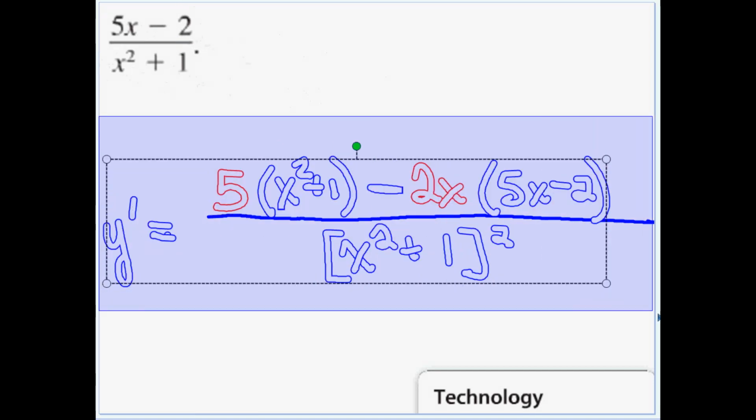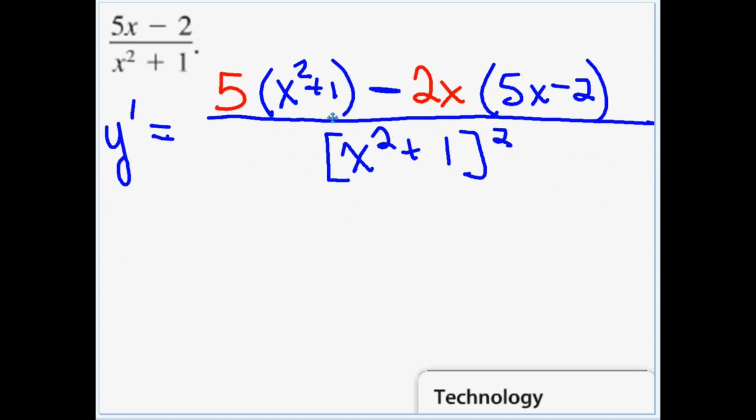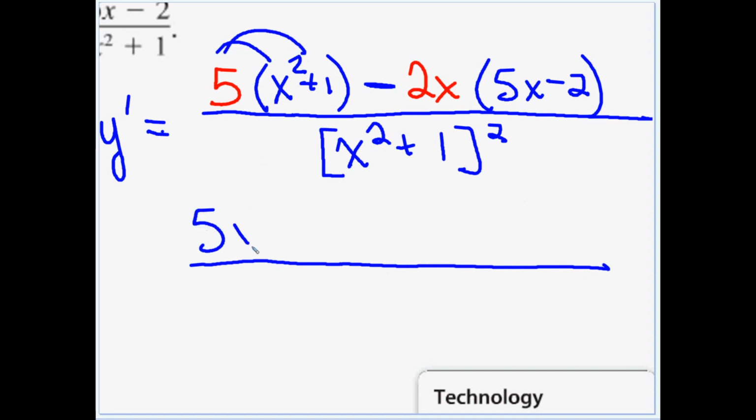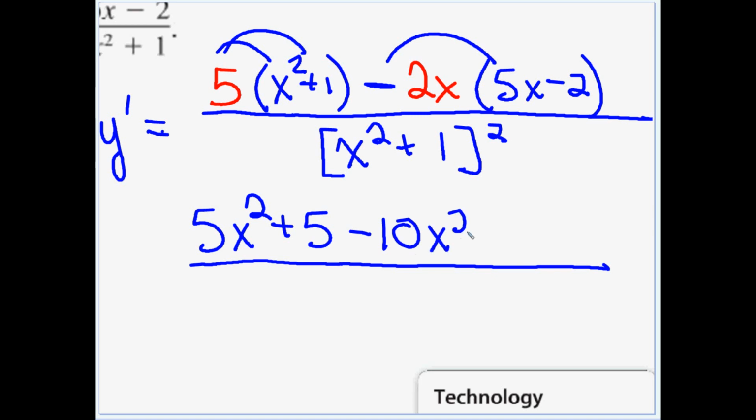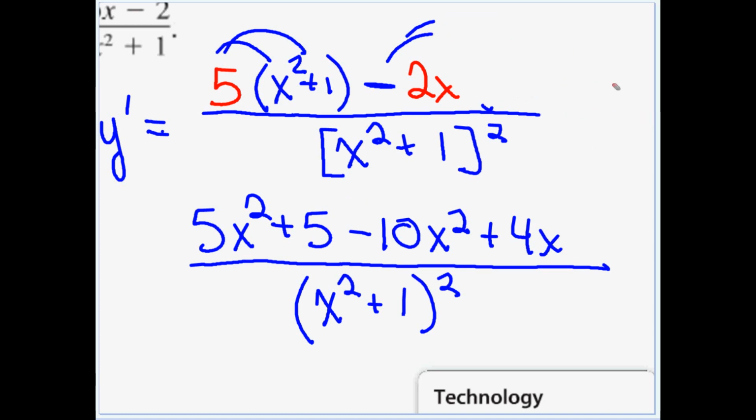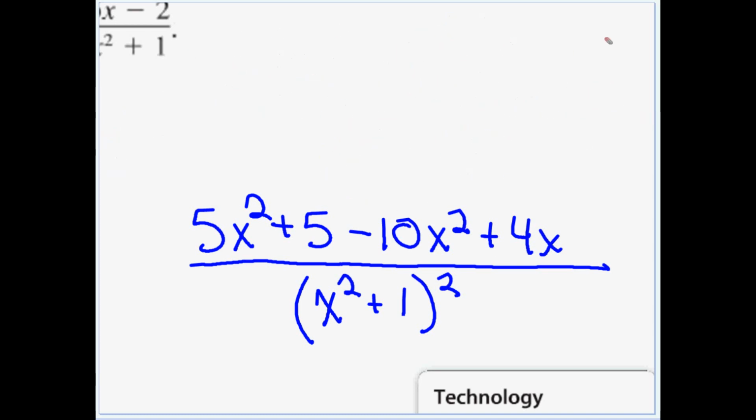From here on out, it's just algebraic simplification. So here's my divider line. Let's distribute the 5: 5x squared plus 5. Here we're distributing a negative 2x, so that will be minus 10x squared plus 4x. Now this denominator, we're not going to FOIL that out, because if we FOIL it out, it's going to get bigger and possibly messier. Leaving it as a quantity squared is much more concise, and there's always the opportunity that something might cancel. We might get a term in the numerator that would cancel one of those out.